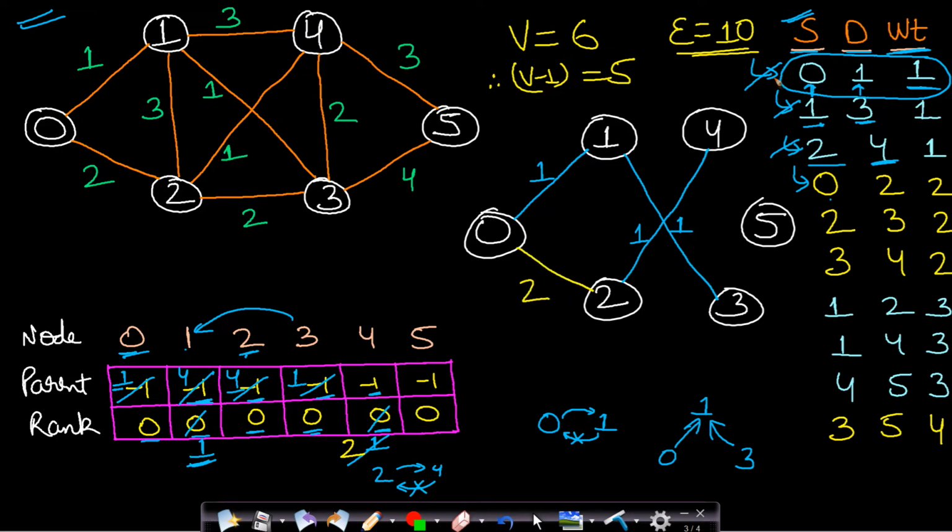So how many edges have we processed by now? We have processed 4 edges: 1, 2, 3, 4. Now the initial total number of vertices were 6. So the MST will be having V minus 1, that is 5 edges. Now we have already processed 4 edges. So we need one extra edge. Okay. Now let us process this 2 to 3 with value 2.